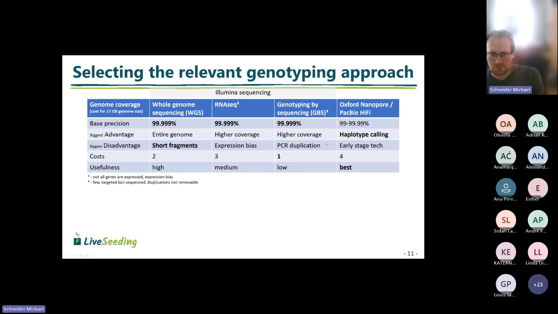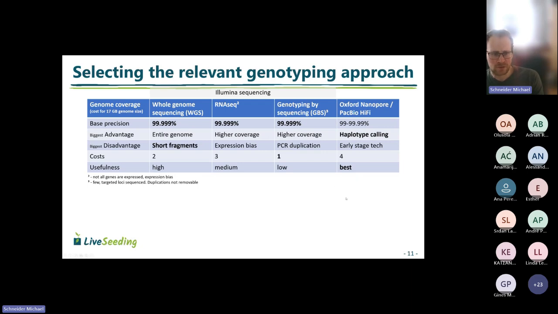So the one thing to keep in mind here is that this is also quite difficult to use, and therefore it is ruled similar to the RNA-seq. It has the lowest cost associated with it, but the usefulness overall is quite low. Nanopore is in a relatively early stage of development. This is kind of a disadvantage, I would say, but in the end, the usefulness, because these fragments are quite long, is quite big.